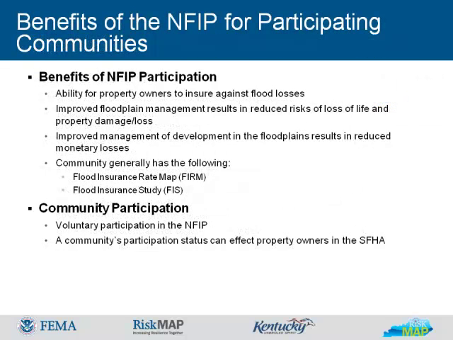Benefits of NFIP participation include the ability for property owners to insure against flood losses. Improved floodplain management results in reduced risks of loss of life and property damage or loss, and improved management of development in the floodplains results in reduced monetary losses. A community participating in the NFIP generally has a flood insurance rate map, or a FIRM. A FIRM usually is based on a flood insurance study and includes flood elevations and other hazard information needed to better protect new construction from flood damage.